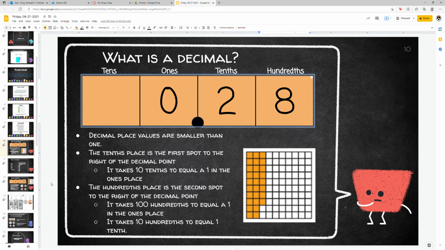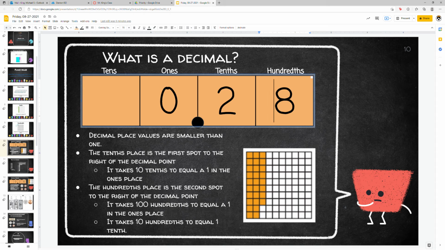So, again, the tenths place is the first spot to the right of the decimal point. It takes 10 tenths to equal 1 whole, or 1. The hundredths place, where that 8 is, is the second spot to the right of the decimal point. It's that second place value after the decimal point. It takes 100 hundredths to equal 1 whole, or a 1 in the ones place.